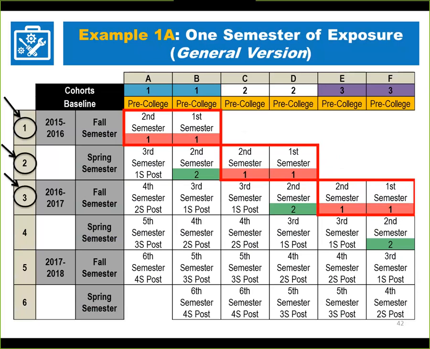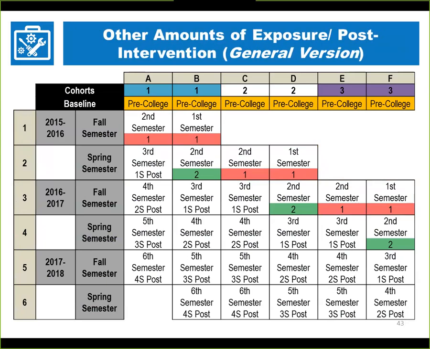Similarly, samples could be identified to examine outcomes for students with 2 semesters of exposure, which are shown here, shaded green, and data would come from these 3 cells, 3 groups of students. Or outcomes could be measured for students at 2 semesters post-intervention. In these examples, students are the same grade level, but outcomes are measured at different time points relative to the start of the intervention. Next, we'll look at example 2.